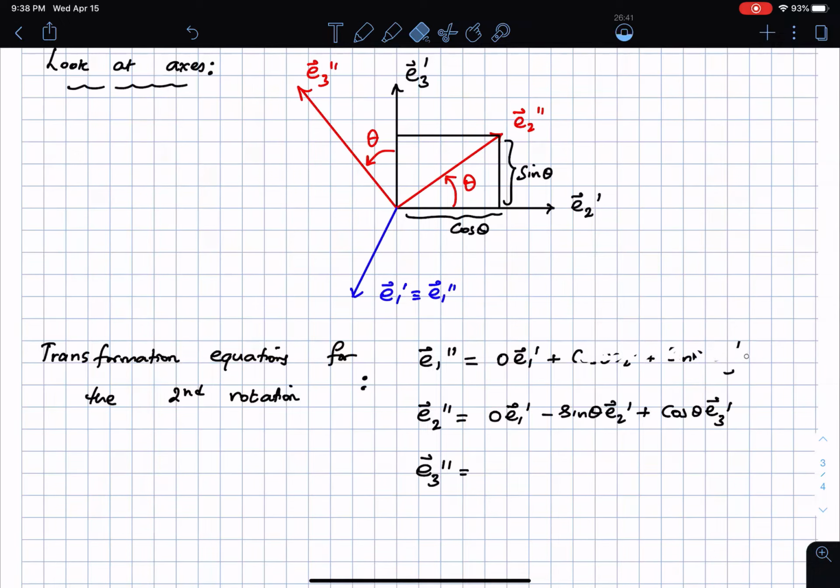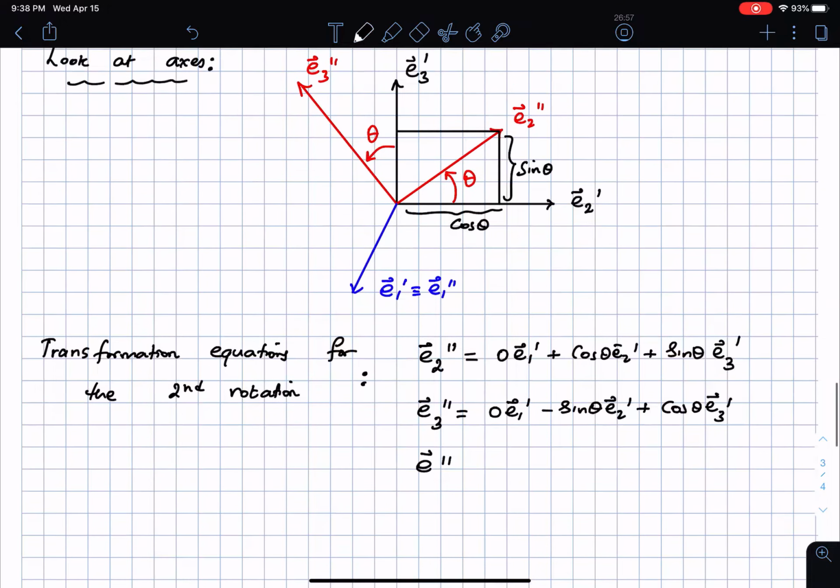Okay, so maybe before I do that, I just want to rewrite and say that this is E2 double prime, and this is actually E3 double prime, and then this is going to be E1 double prime. Okay, E1 double prime is going to be 1 times E1 prime, 0 times E2 prime, 0 times E3 prime.